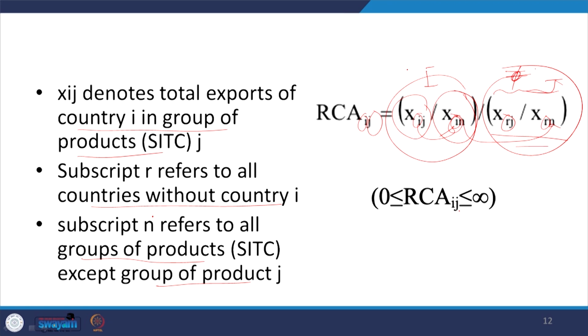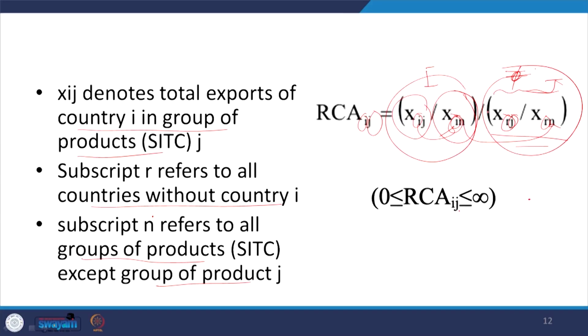Now, the ratio of domestic exports of that particular industry J out of the total exports, divided by the world exports of that particular product out of the world's total exports. So, comparatively, how things are discussed, we need to think about very systematically. Now, what is RCA then? RCA basically gives a clear comparison of all those things.